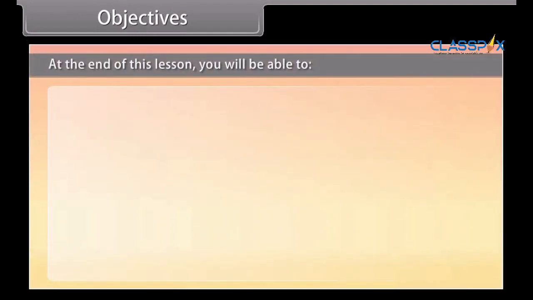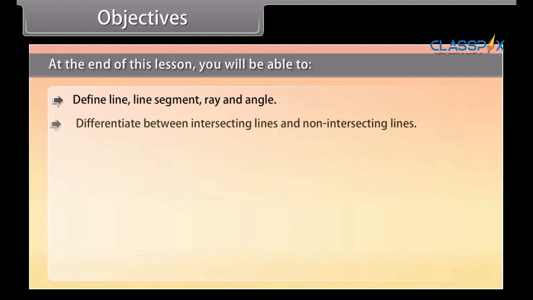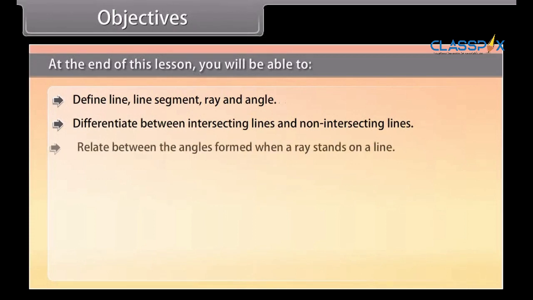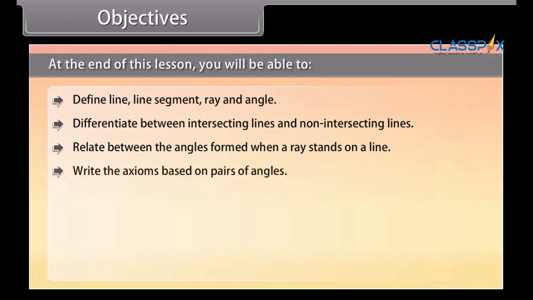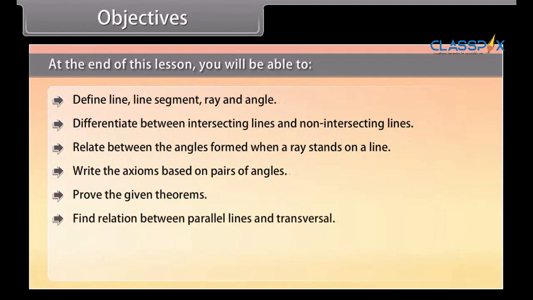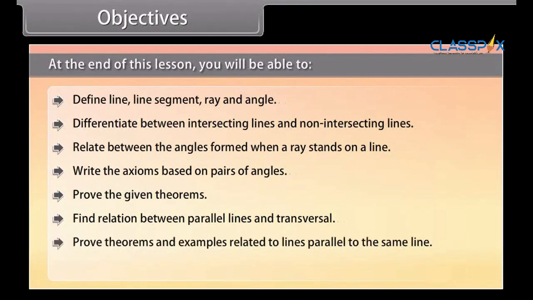At the end of this lesson, you'll be able to define line, line segment, ray and angle. Differentiate between intersecting lines and non-intersecting lines. Relate between the angles formed when a ray stands on a line. Write the axioms based on pairs of angles. Prove the given theorems. Find relation between parallel lines and transversal. Prove theorems and examples related to lines parallel to the same line. Prove the angle sum property of a triangle.